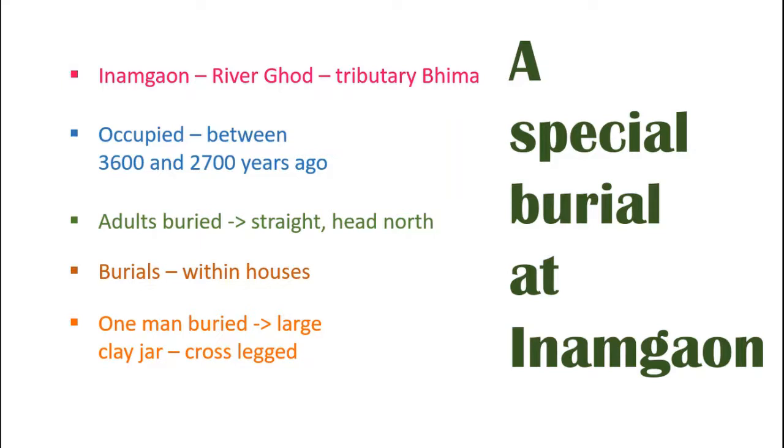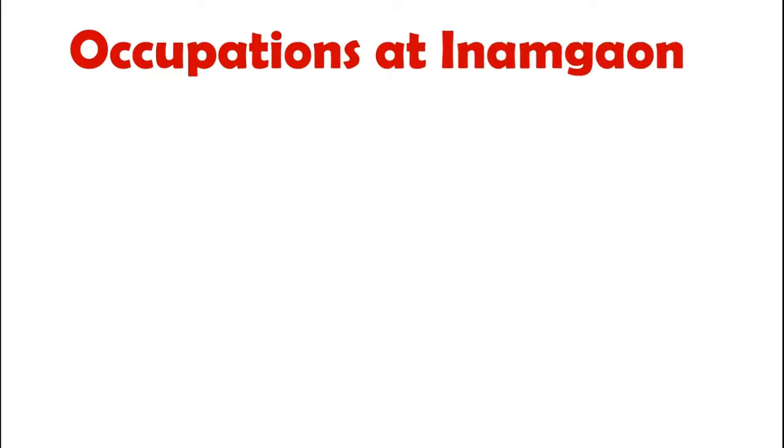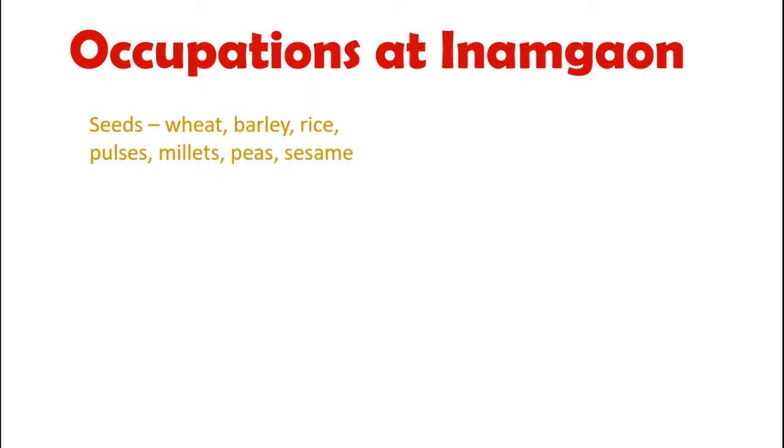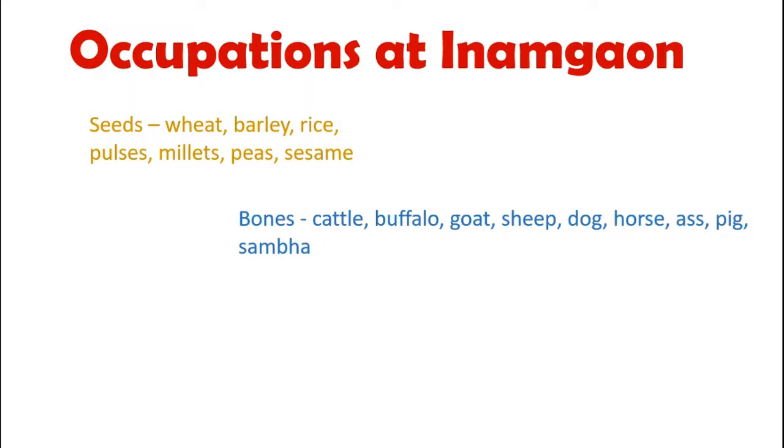So we can imagine various things from the skeletons we have found. Next is occupations at Inamgaon. Archaeologists have found various seeds of wheat, barley, rice, pulses, millets, peas, sesame. All these seeds were found in Inamgaon when the archaeologists searched that place. And bones of various animals were found. There is a large number of animals whose bones were found in Inamgaon.